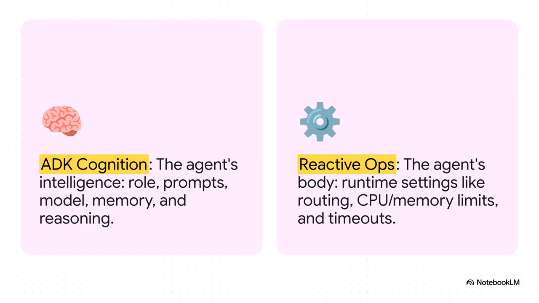On one side, you've got what we call ADK cognition. ADK is the Agent Development Kit, and this is all about the agent's intelligence. Think of it as its brain. Then, on the other side, you have reactive ops. This is the agent's body, or its production-ready shell. By keeping the brain and the shell completely separate, you can tweak them independently. And that right there is the key to unlocking real safety and scalability.